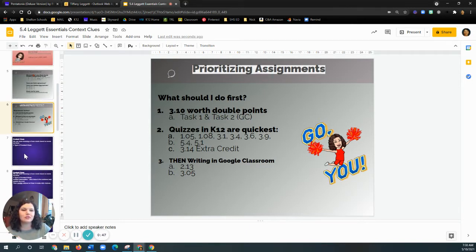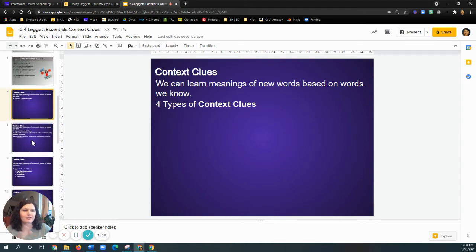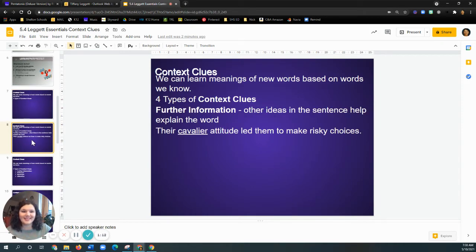All right, now here's our context clues lesson for today. Context clues is when you look at a sentence and you're like, I don't know what that word means at all. There are hints in the text that help you discover the meaning of that word. And there's 4 different types of context clues that we're going to look at. I don't think you have to totally memorize these, but it is helpful to know that the author has put clues in here for you.